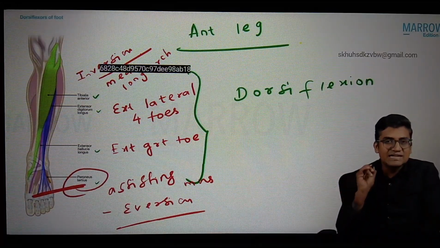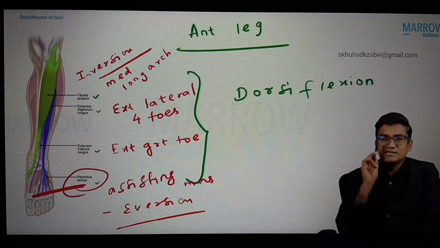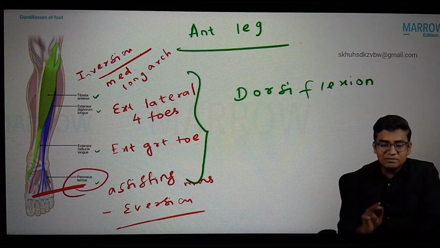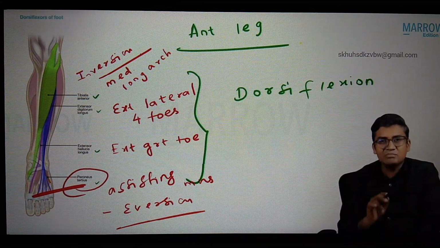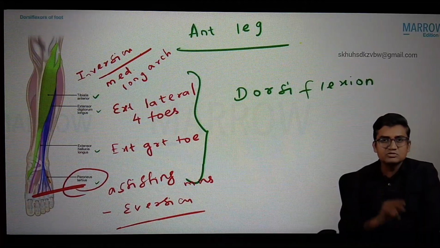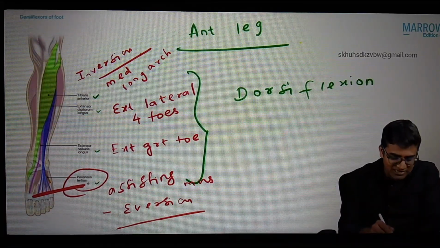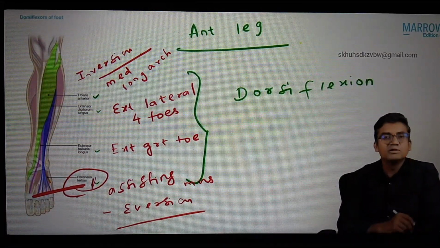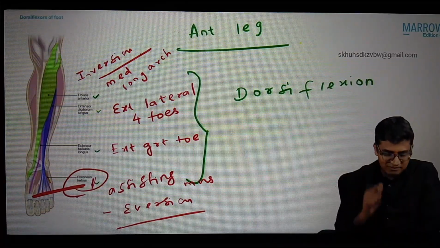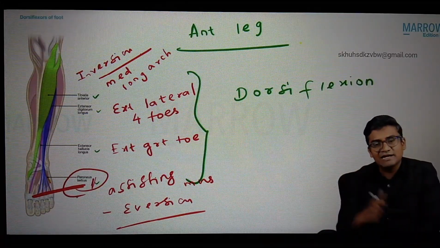Peroneus tertius muscle is a muscle in the anterior compartment of leg. It is supplied by deep peroneal nerve. It is not in the lateral compartment of leg. It is not supplied by superficial peroneal nerve. So please read the word carefully. Peroneus tertius, supplied by deep peroneal nerve in the anterior compartment of leg.